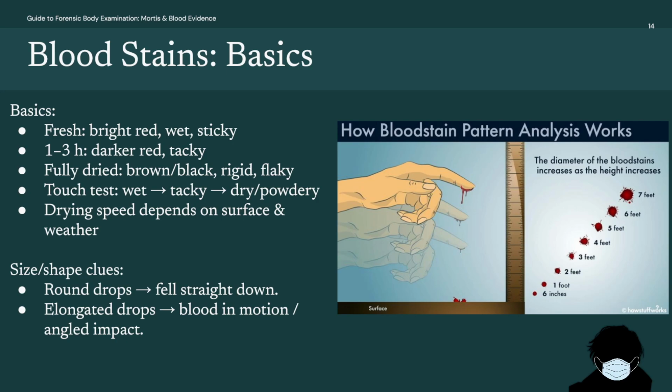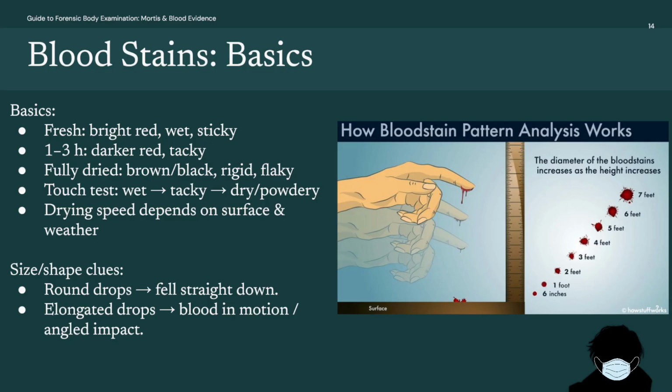Firstly, there is the fresh blood, which is bright red, wet, and sticky. At 1 to 3 hours, this should become darker red and tacky. Fully dried, it is brown or black, rigid and flaky. And then we have the touch test, which is wet, tacky, dry, and powdery. You can tell if it's tacky if it sticks to your finger, wet if it's quite fresh, and then dry and powdery if it is quite flaky in how it handles when it is touching your finger. Anyways, the drying speed depends on surface and weather.